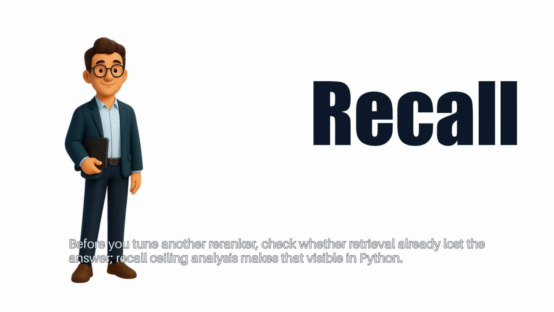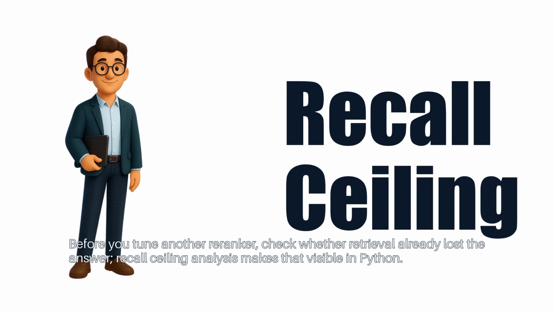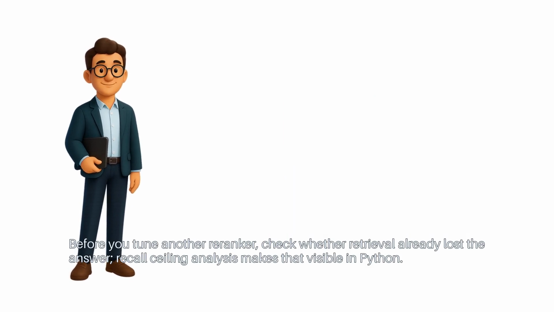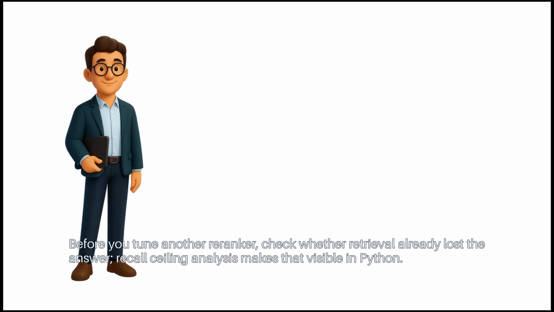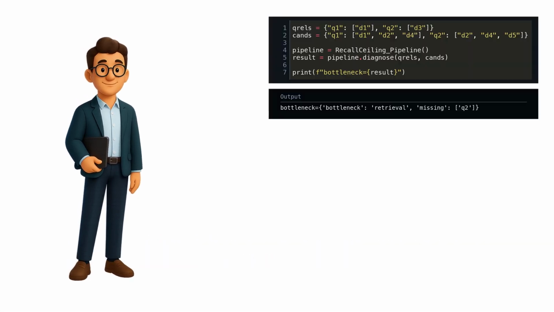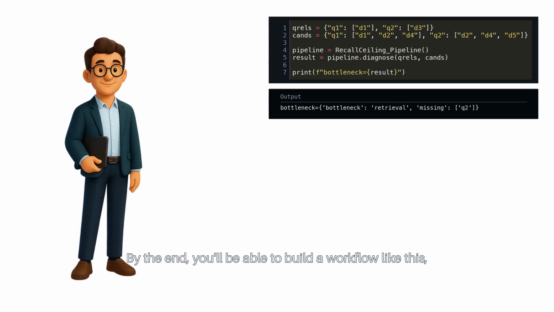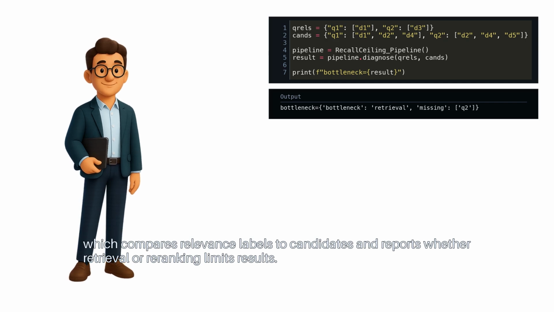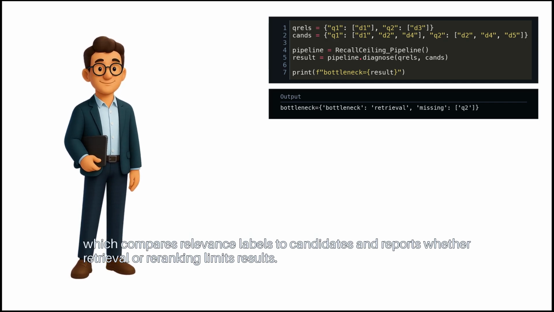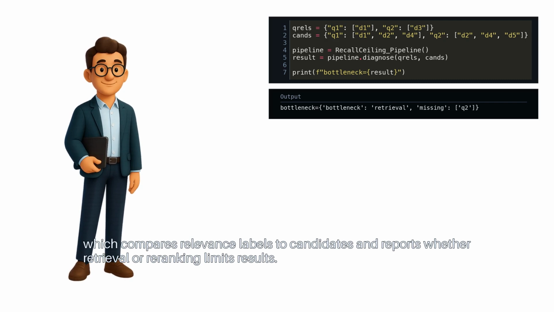Before you tune another reranker, check whether retrieval already lost the answer. Recall ceiling analysis makes that visible in Python. By the end, you'll be able to build a workflow like this, which compares relevance labels to candidates and reports whether retrieval or re-ranking limits results.